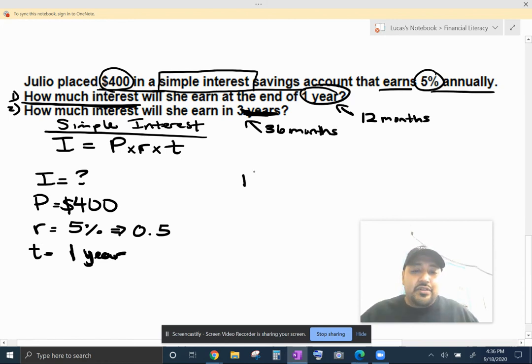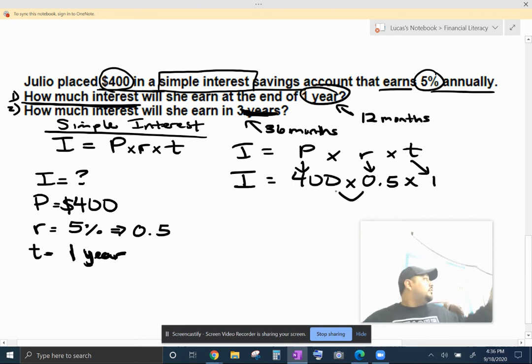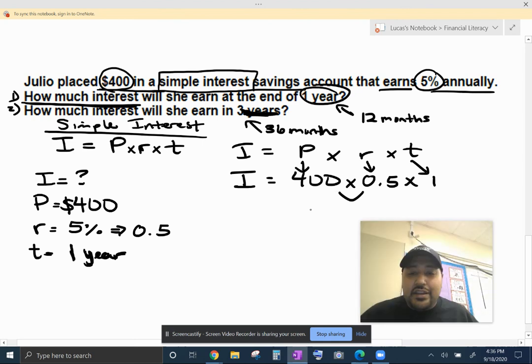Now we don't have I, but we do have P, which is 400. So instead of putting P, I'm putting 400. I'm going to multiply times the rate expressed as a decimal, and then times the time, which is 1 year. So first thing I'm going to do is multiply.